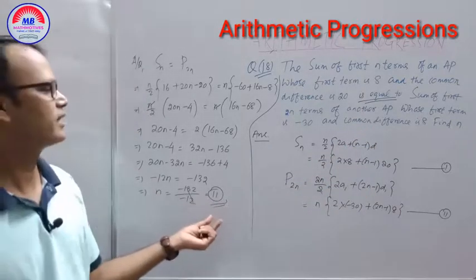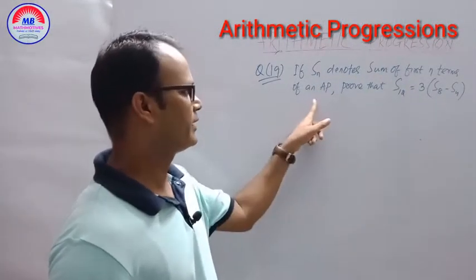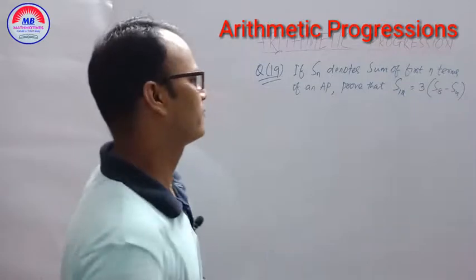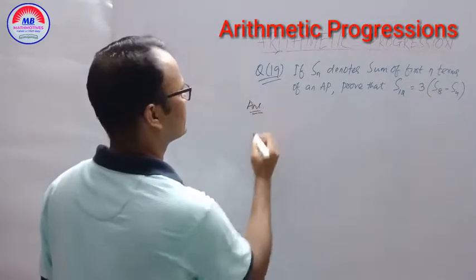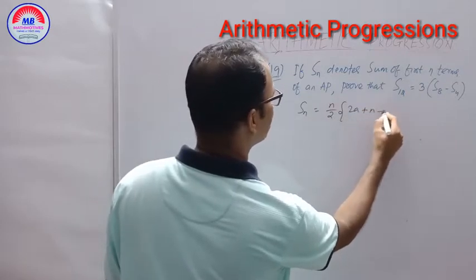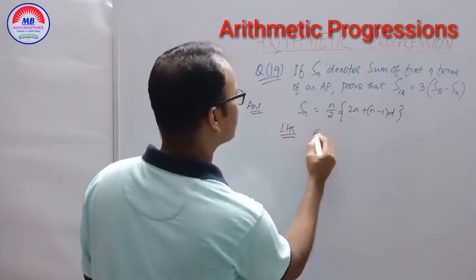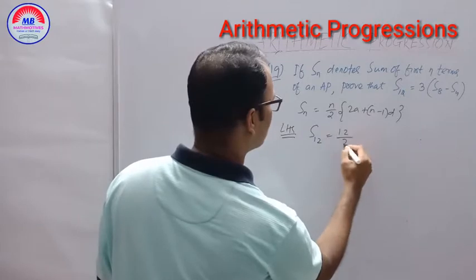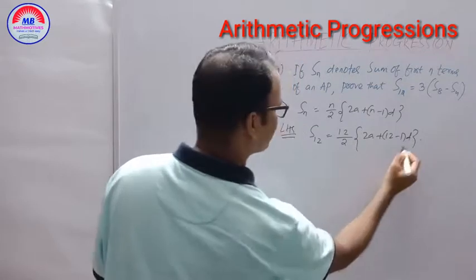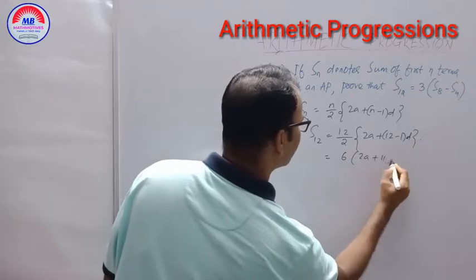That is the answer. If Sn denotes the sum of the first n terms of an AP, prove that S12 is equal to 3 into S8 minus S4. Okay, so the Sn formula is n by 2 into 2a plus n minus 1 into d. Here LHS is what? S12. So 12 by 2 into 2a plus 12 minus 1 into d. It is 6 into 2a plus 11d.